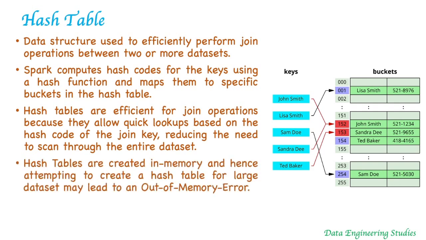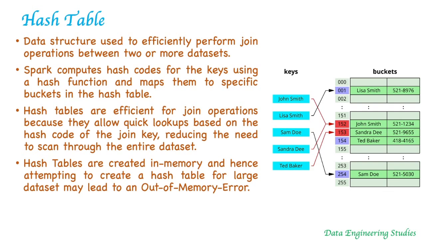Hash tables are created in memory and hence attempting to create hash tables for large dataset may lead to out of memory error. If you see this diagram, Spark computes hash codes for specific keys and maps them to specific buckets in the hash table.